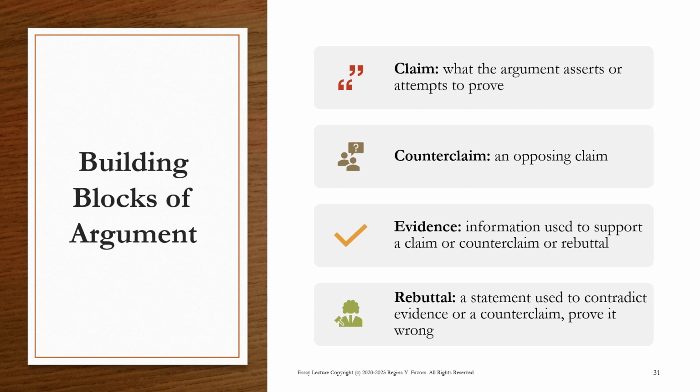So building blocks: claim, what the argument asserts or attempts to prove; counterclaim, an opposing claim; evidence, information used to support a claim or counterclaim or rebuttal; and then the rebuttal, a statement used to contradict evidence or a counterclaim. Prove it wrong, meaning that your rebuttal should by the end of your essay essentially prove the counterclaim wrong.